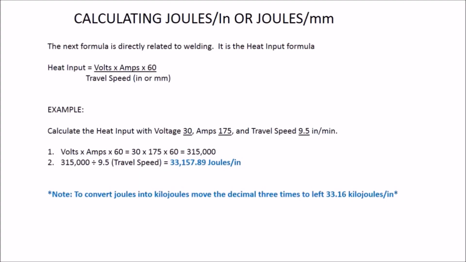This is directly related to welding. It is the heat input. So heat input equals volts times amps times 60 divided by travel speed in inches per minute or millimeters per minute. So here's an example.